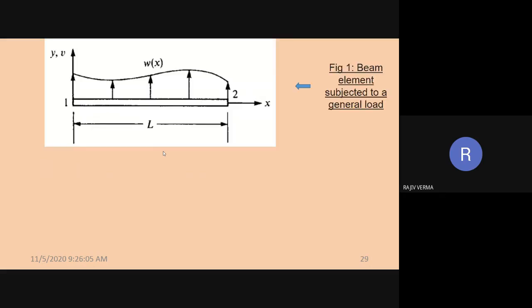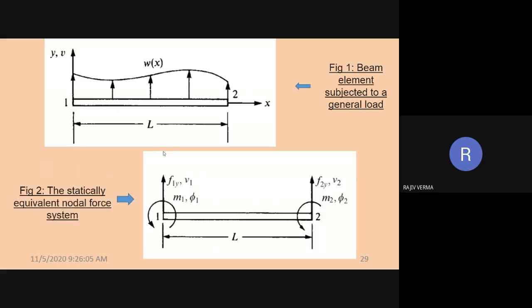So we have an arbitrary distributed load acting on the beam, and it has to be converted into an equivalent nodal system. Please notice that the direction of forces and movements, and obviously displacements and angular motions, are according to the sign conventions which we are now going to follow for the FEM beam element and not according to the SOM.